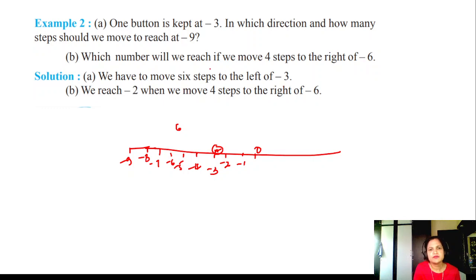Then which number will we reach if we move 4 steps to the right of minus 6? See, this is minus 6. To the right 4 steps, 1, 2, 3, 4, means at the position minus 2 we reach.